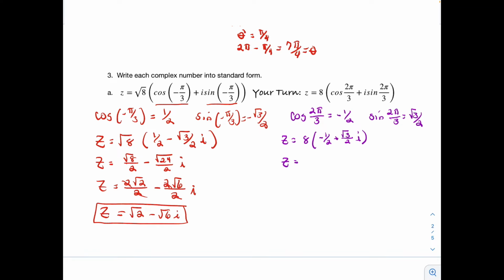Distribute the 8 to get rid of the parentheses. I get negative 4 plus, and if I simplify that down, that would be 4 times the square root of 3 i. Sorry, I forgot my square root of 3. So your correct answer is z is equal to negative 4 plus 4 square root of 3 i.